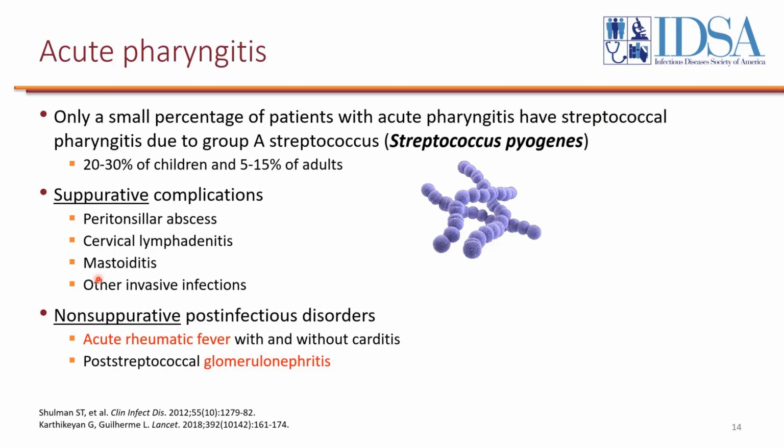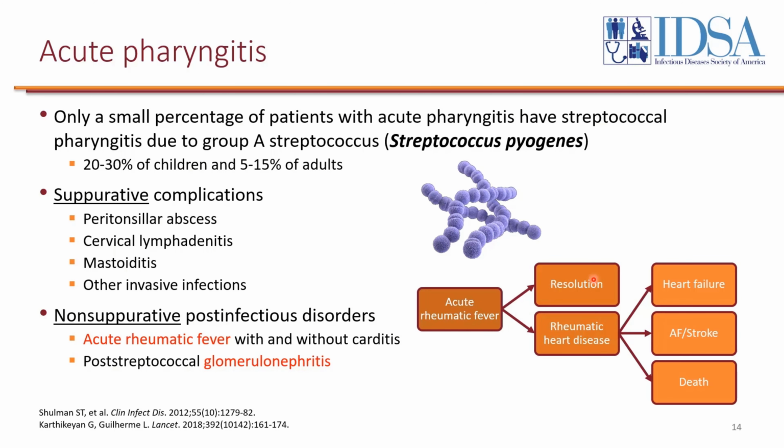In general, we break the complications into suppurative and non-suppurative complications. So basically the suppurative complications involve post-discharge. So these are things like abscess, mastoiditis. But what I want to bring your attention to is the non-suppurative complications, which include glomerulonephritis, so in the kidneys, but as well as acute rheumatic fever. And what's significant about acute rheumatic fever is that someone with acute rheumatic fever can actually have a resolution, but if it doesn't resolve on its own, it can actually lead chronically to rheumatic heart disease.